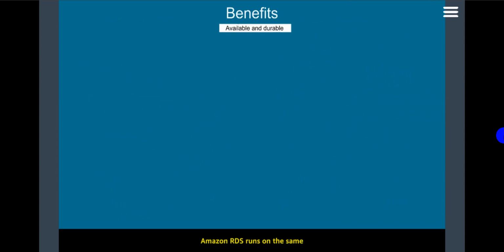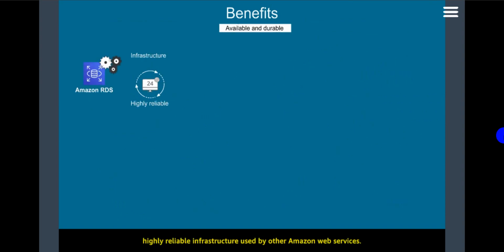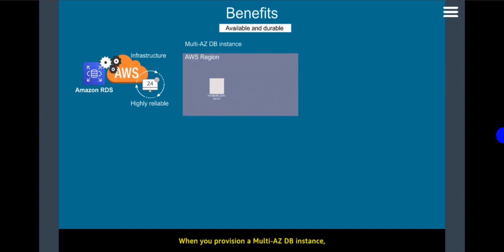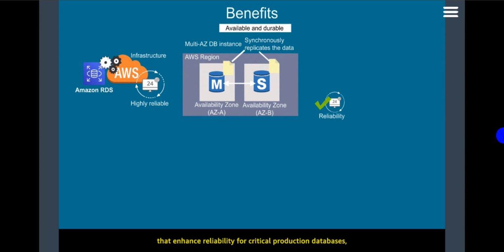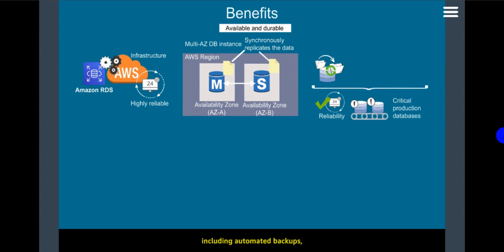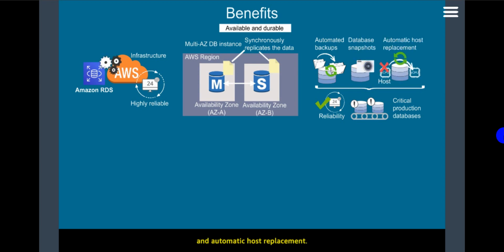Available and durable. Amazon RDS runs on the same highly reliable infrastructure used by other Amazon Web Services. When you provision a multi-AZ DB instance, Amazon RDS synchronously replicates the data to a standby instance in a different availability zone, AZ. Amazon RDS also has many other features that enhance reliability for critical production databases, including automated backups, database snapshots, and automatic host replacement.